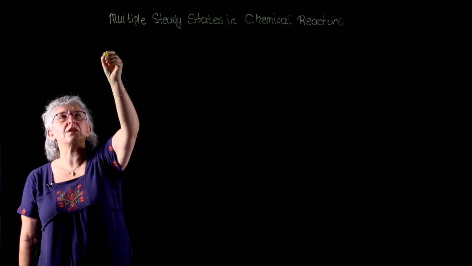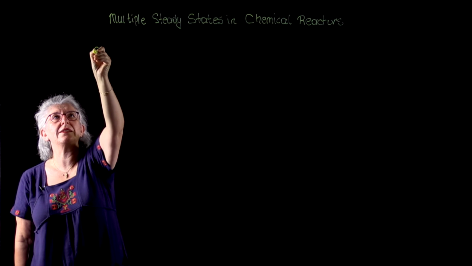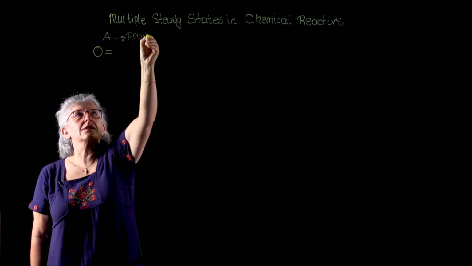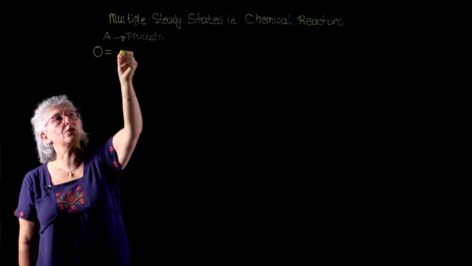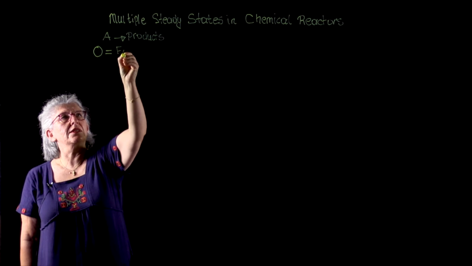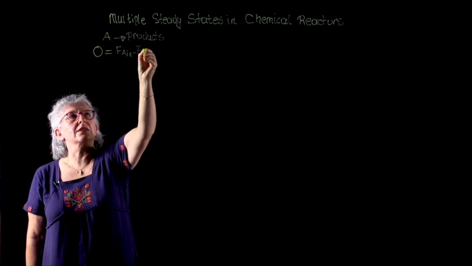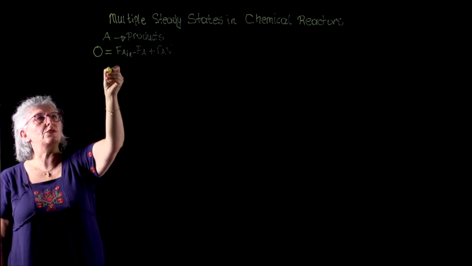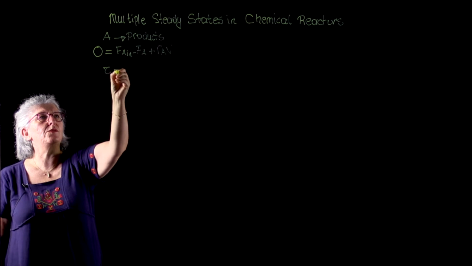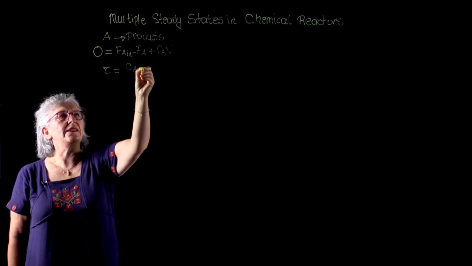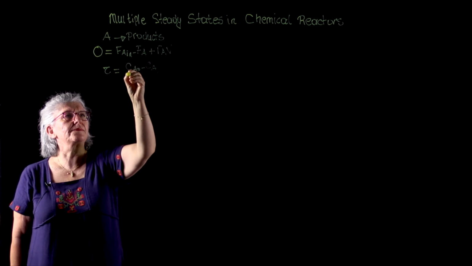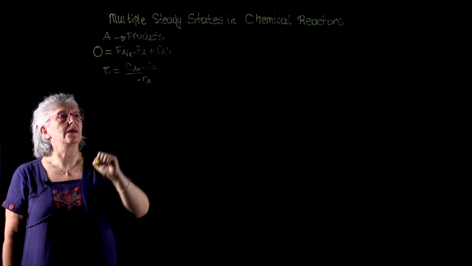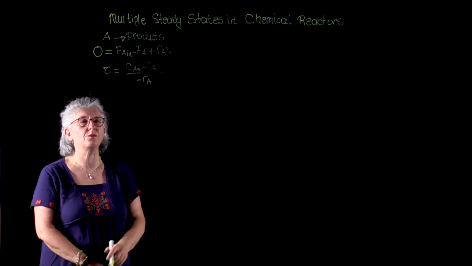We will begin again from the species conservation equation at steady state for a hypothetical A going to products reaction. The reaction is first order, and the species conservation equation is derived as such. This reduces to space-time tau equal to Ca0 minus Ca divided by minus R sub A, for the systems with no volume change.